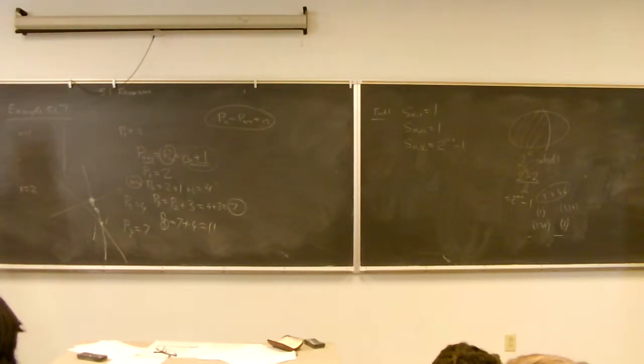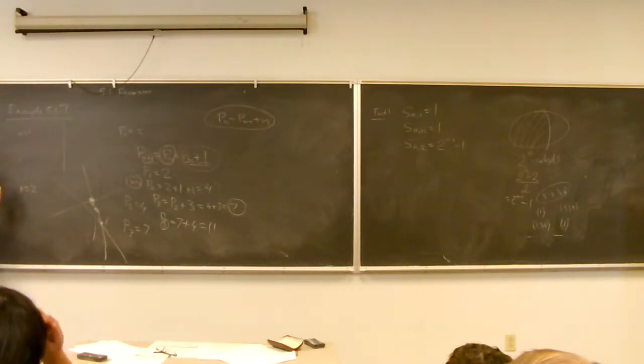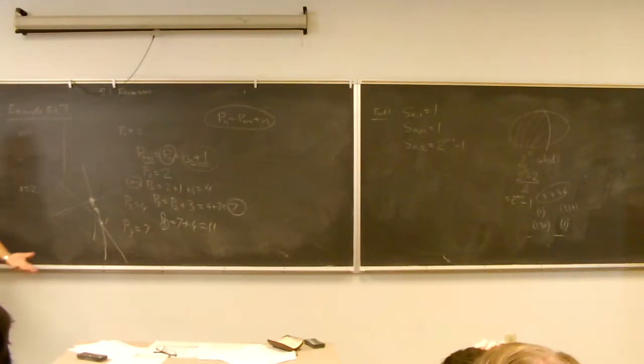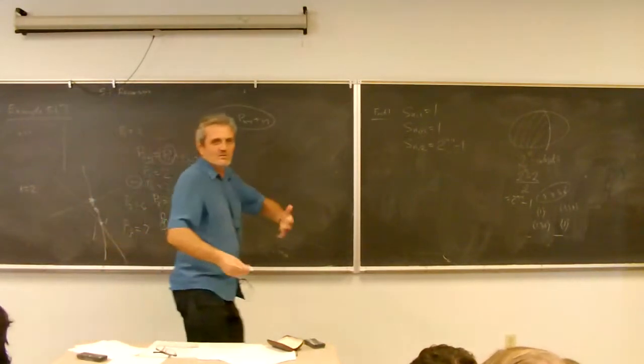Is P1 just what we set it as, 2, or is it P0 plus 1? No, P1 is 2. Why? Because if you have one line, then you have two regions, left and right. So one line splits into two regions, that's obvious, and then you keep going.